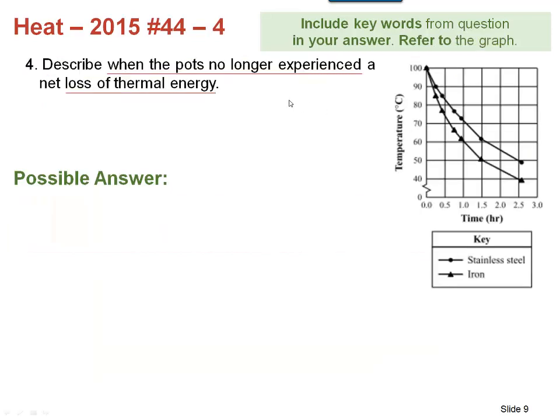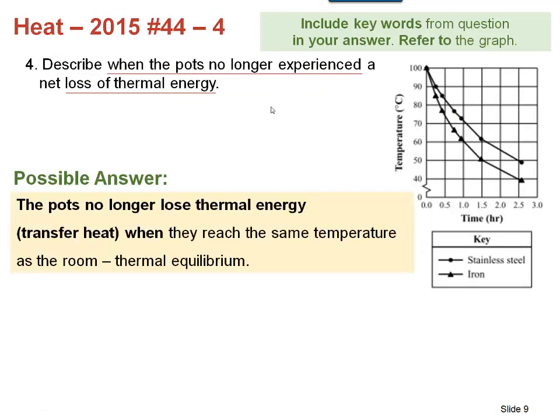Describe when the pots no longer experienced a net loss of thermal energy. So first, the pots no longer lose thermal energy or transfer heat, which is the same thing, when they reach the same temperature as the room. This is called thermal equilibrium.